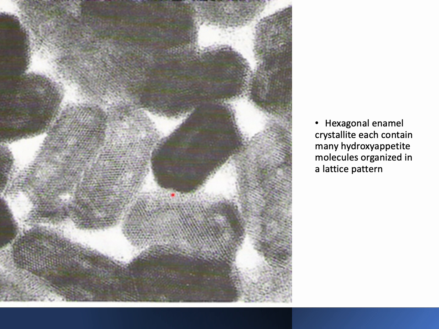These are the crystals that we saw as dots in the keyhole shape. They are hexagonal. These are crystals. They contain many hydroxyapatite molecules because we said that the inorganic material of the enamel is hydroxyapatite.